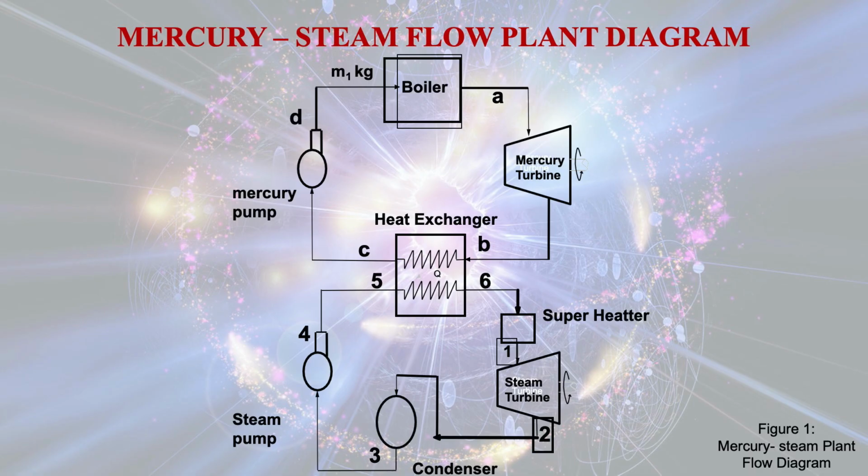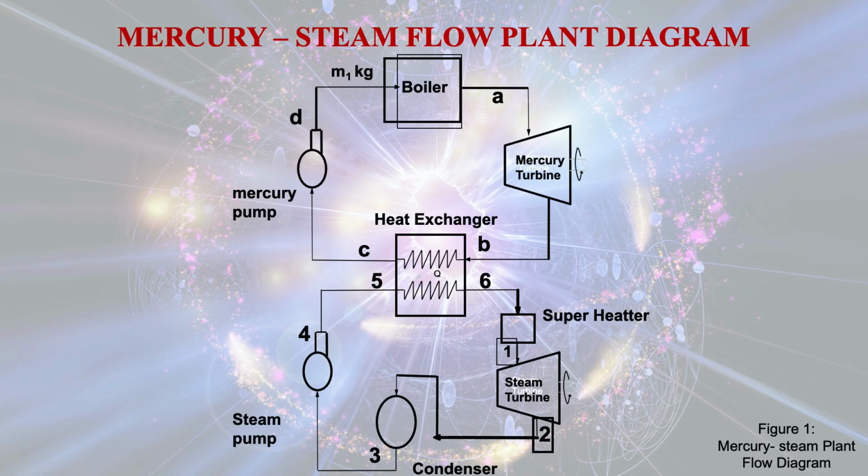After that, at state 2, it is entering into the condenser, and from state 2 to 3, the low pressure, low temperature steam is giving out its heat to the circulating water in the condenser, and at point 3, it will be at liquid state, and the steam pump is there for sending the water to the heat exchanger. Thus it completes the whole process.